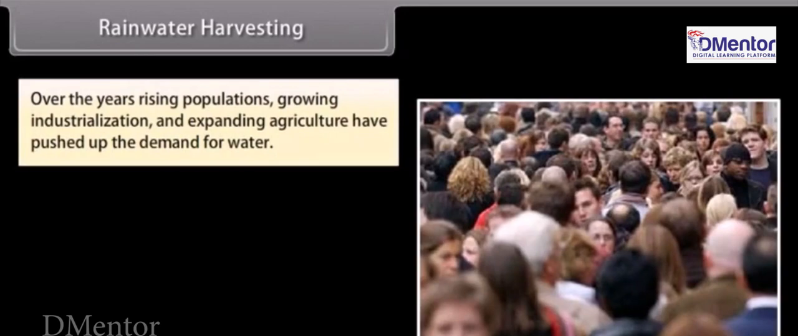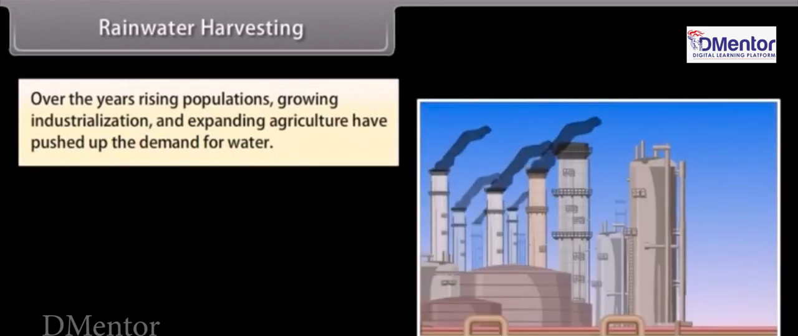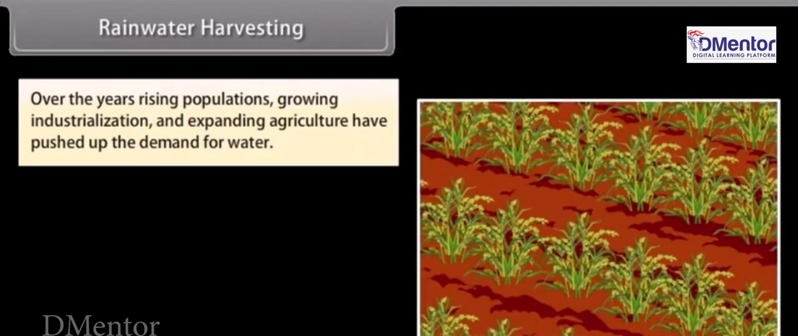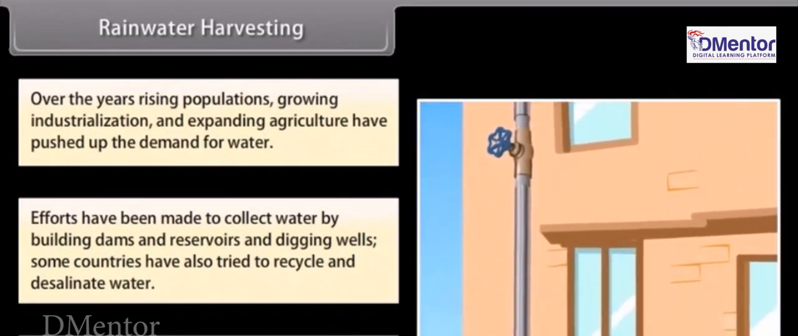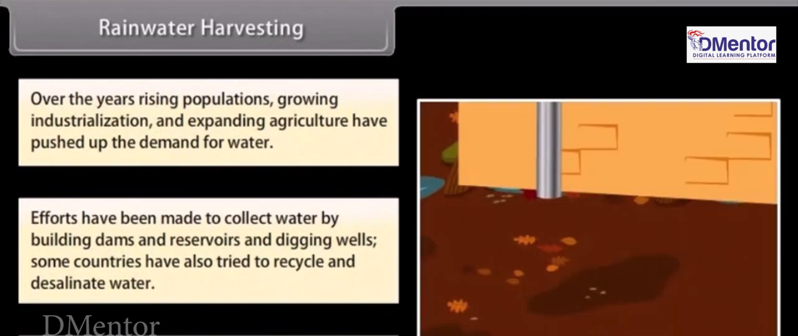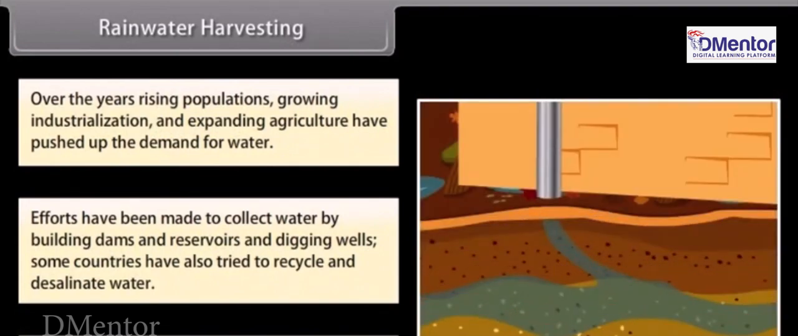Rainwater harvesting. Over the years, rising populations, growing industrialization, and expanding agriculture have pushed up the demand for water. Efforts have been made to collect water by building dams and reservoirs and digging wells. Some countries have also tried to recycle and desalinate water. Water conservation has become the need of the day. The idea of groundwater recharging by harvesting rainwater is gaining importance in many cities.